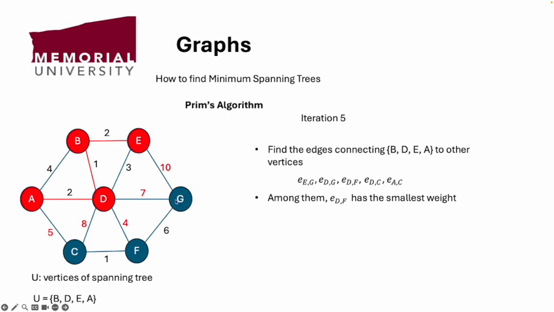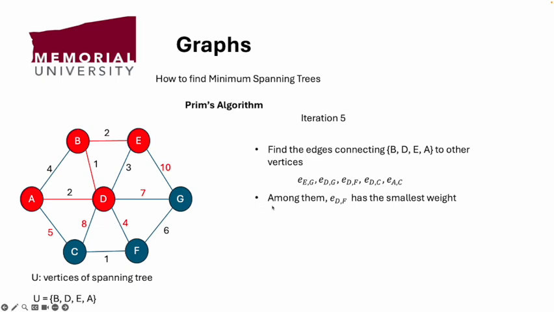D, G, D, F, D, C. Anything else? Anything for B? Nothing for B, right? Okay. And then we have one more for A, right? A, C. Okay, so this edge being connected is two sets. Which is smallest?